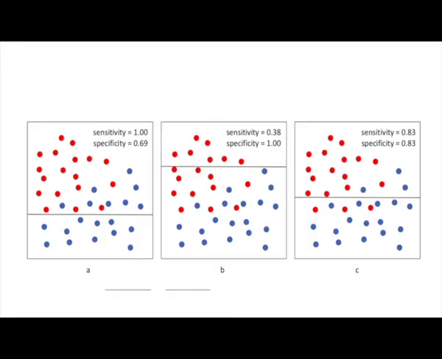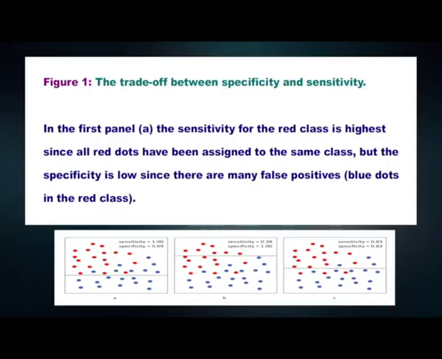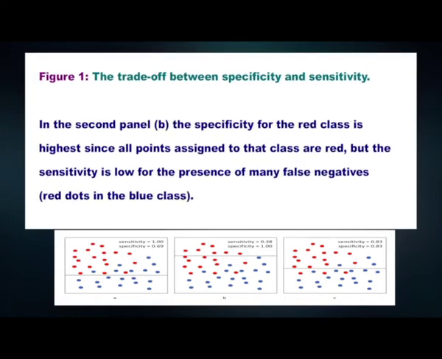The figure shows the trade-off between specificity and sensitivity. In the first panel A, the sensitivity for the red class is highest since all red dots have been assigned to the same class, but the specificity is low since there are many false positives, which are represented as blue dots in the red class.